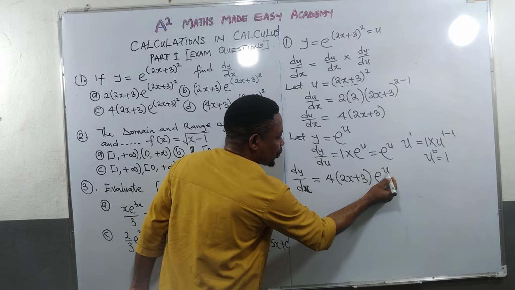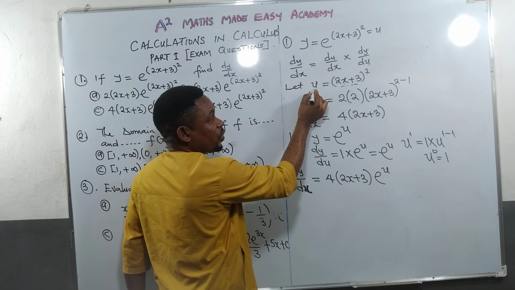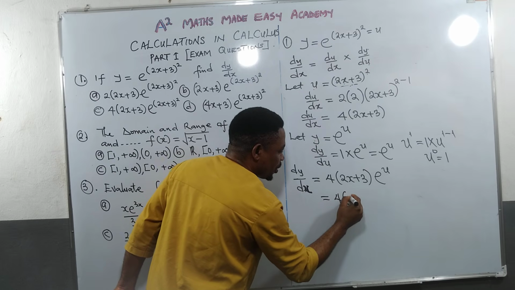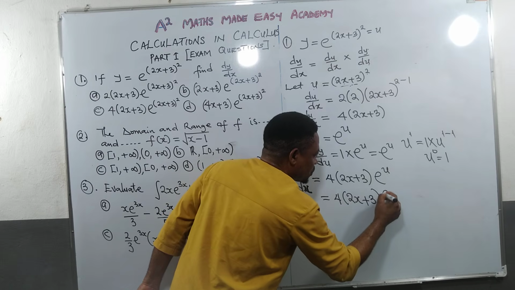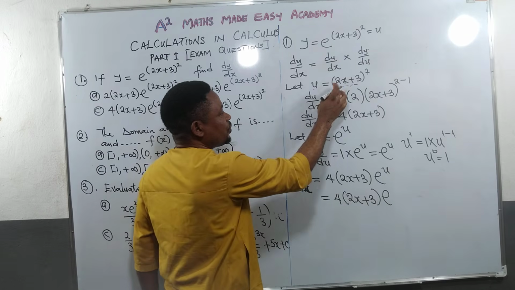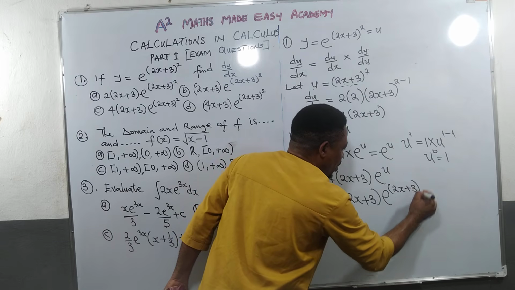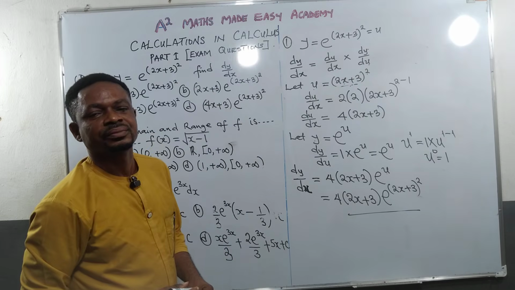Then what do I do next? Finally, I will now consider u. U is already known. Substitute for that. Look at u from the question. This is the value of u. Then I will now summarize it by saying 4 bracket what? 2x plus what? 3. Close the bracket. Exponential what? U. What is the value of u? U is bracket what? 2x plus what? 3. All raised to the power of what? 2. Now this is the final answer.